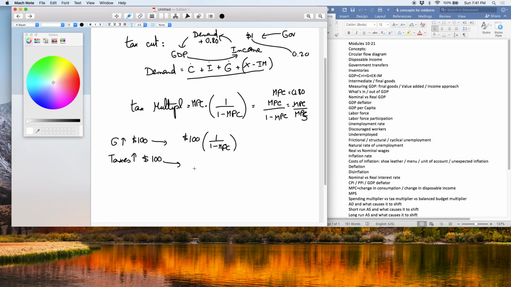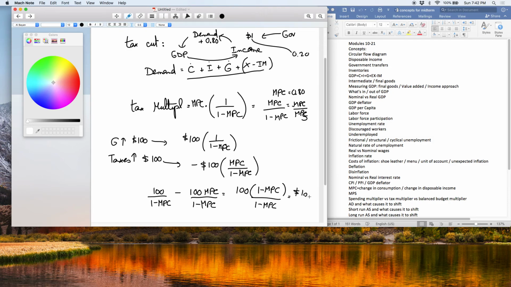For the $100 tax increase, the effect on the economy is to shrink the economy by 100 times MPC over 1 minus MPC. So what's the net effect? Okay, so we have 100 over 1 minus MPC minus 100 times MPC over 1 minus MPC, okay, which is 100 times 1 minus MPC over 1 minus MPC, which is $100, okay?